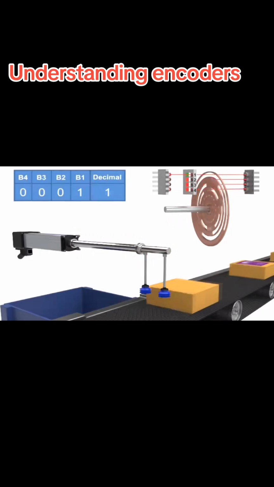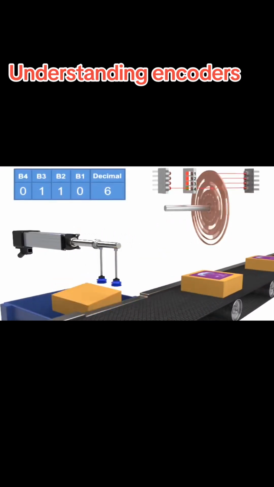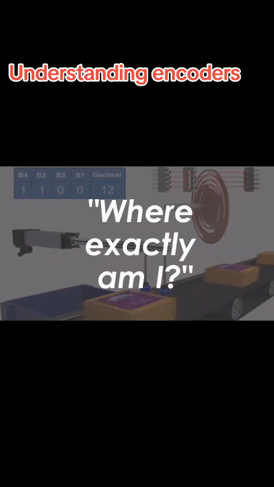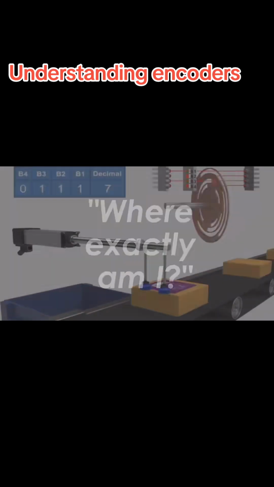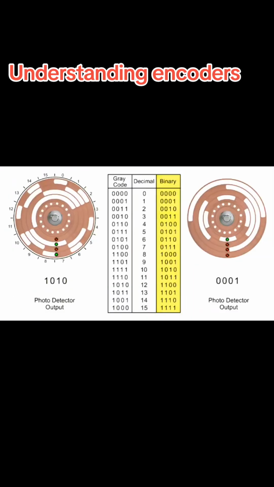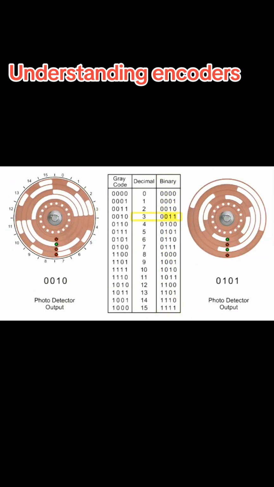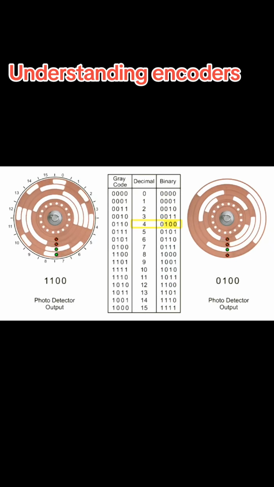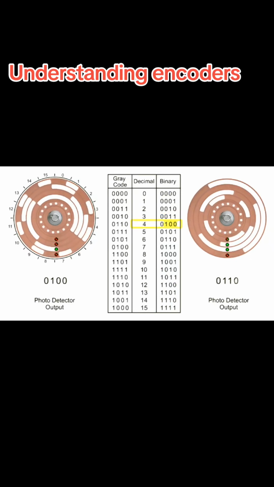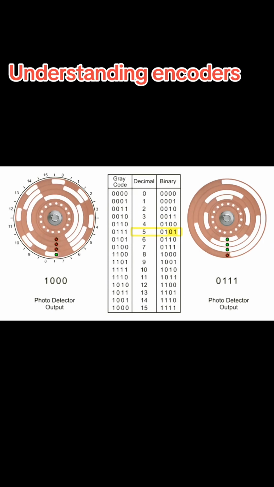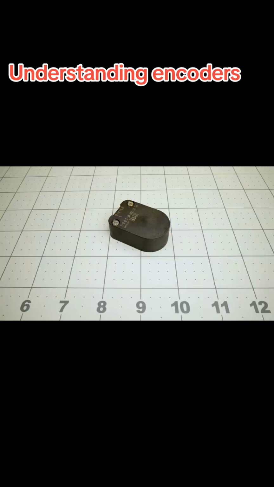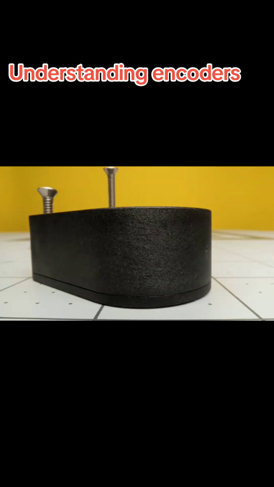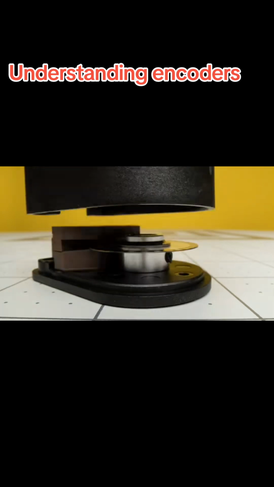Absolute encoders, on the other hand, indicate both that the position has changed and the location of the position related to the shaft rotation. So the encoder provides a unique digital word or bit for each increment of rotation. Okay, now let's take a look at an encoder inside.